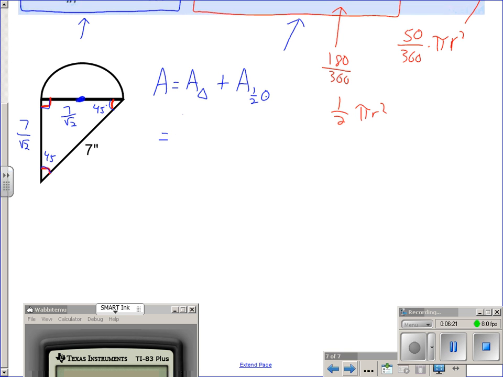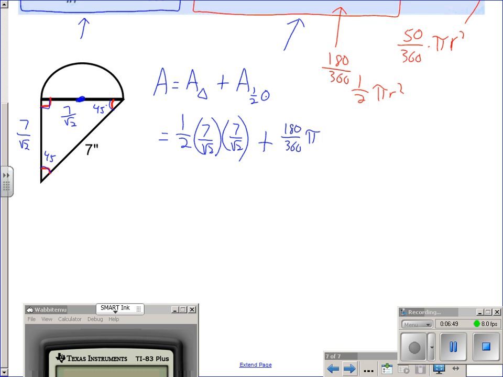So for the area of the triangle, 1/2 the base, which is 7 over square root 2, times the height, which is also 7 over square root 2. We're going to add that to the area of that half circle. Now, it is a sector. It's just half of a sector. So what we're looking at is 180 out of the 360, that's half, times pi, times the radius, which we don't really have yet. This 7 over square root 2 is the diameter.